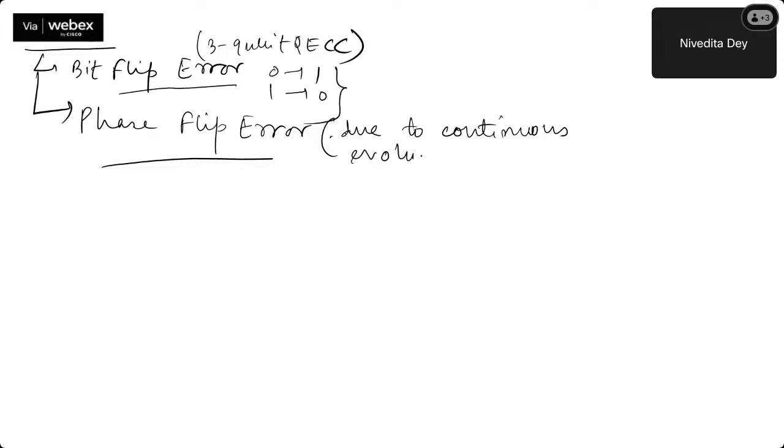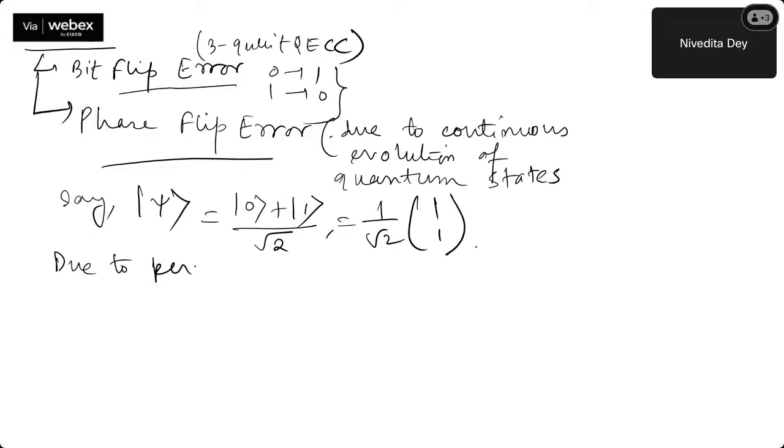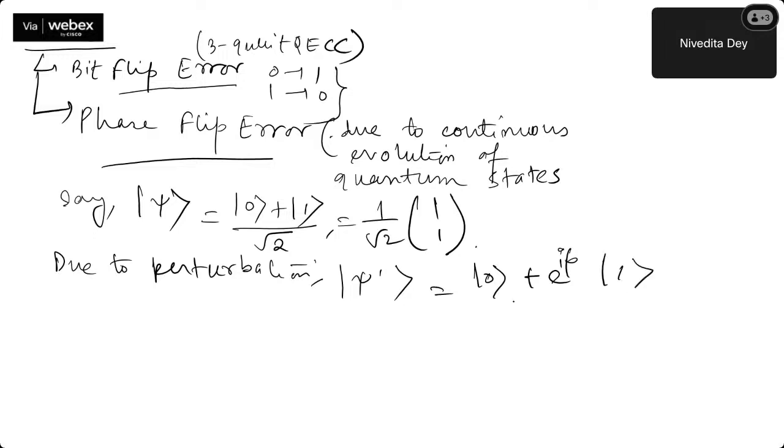continuous evolution of quantum states. Say, if psi is initially, for example, (|0> + |1>) by root 2, which means nothing but 1 by root 2 times the column vector 1 and 1. So due to some perturbation, say psi dash now becomes (|0> + e^(iφ)|1>) by root 2.